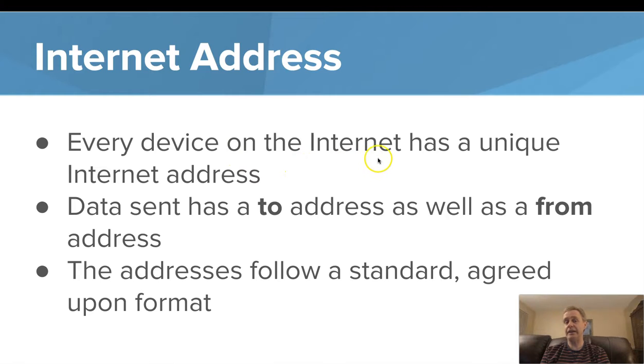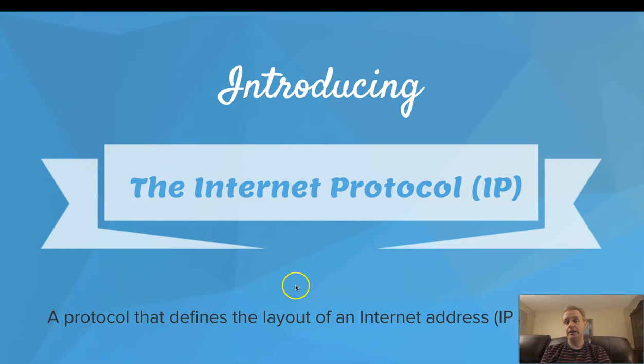Every device that's connected to the internet has a unique internet address. When data is sent from one computer to the other, there's a to address and a from address, just like when you mail a letter from your home to someone else's home. The addresses follow a standard agreed upon format, and that format is what we refer to as the Internet Protocol. The protocol defines exactly the layout of our internet addresses, and because of that, we call it an IP address. This term IP address you perhaps have heard of before.